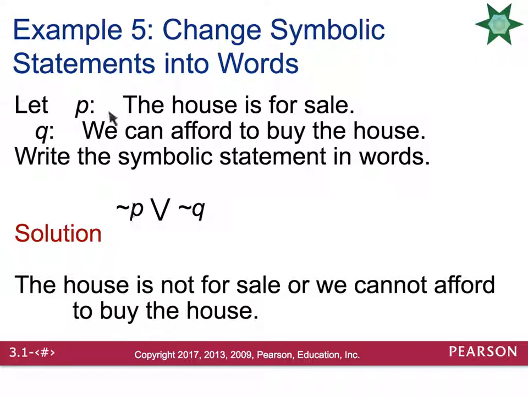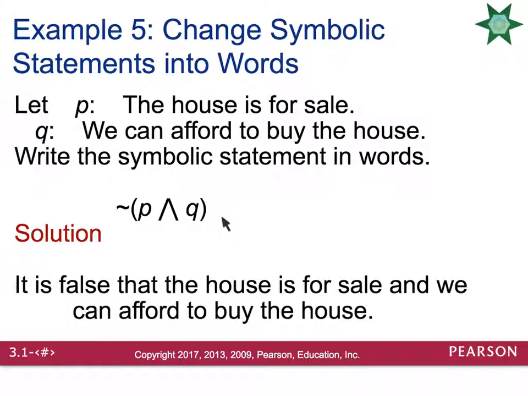Okay, here using the same simple statements, negation P or negation Q would say this: the house is not for sale, or we cannot afford to buy the house. Notice those are both negations. So that would be the house is not for sale, or we cannot afford to buy the house. And we're just translating statements here. We're not looking at the truth values yet.